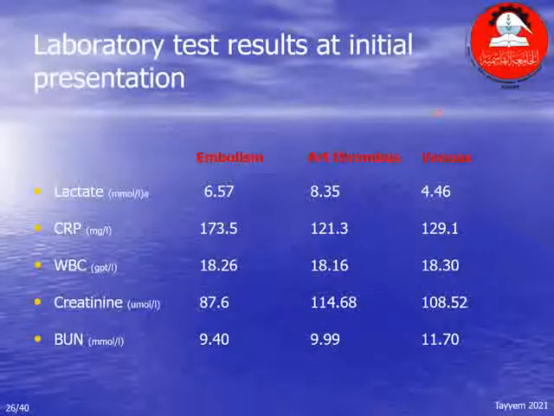When you do laboratory tests in a patient with mesenteric ischemia, the results will show derangement of the lactate, CRP, white cell count, creatinine, and BUN. However, there is no way to differentiate if this is embolization, arterial thrombosis, or venous occlusion.